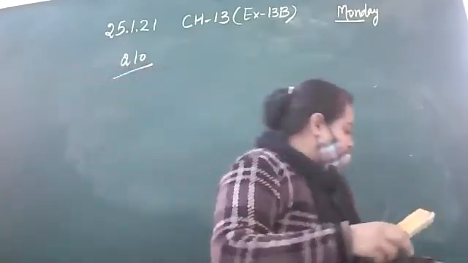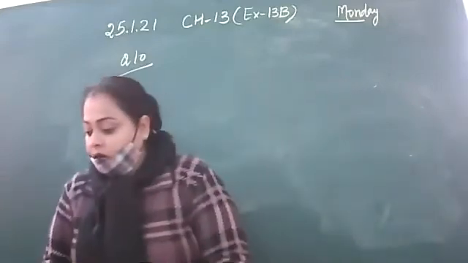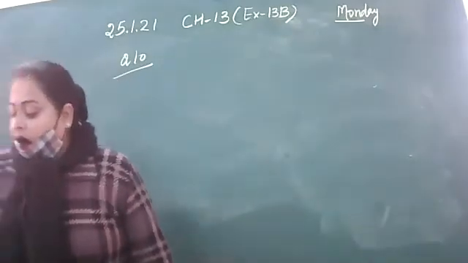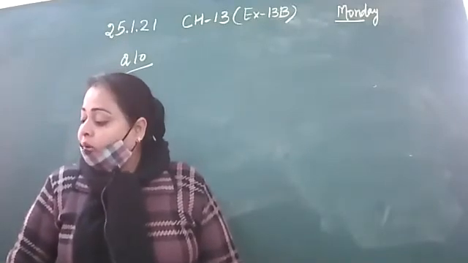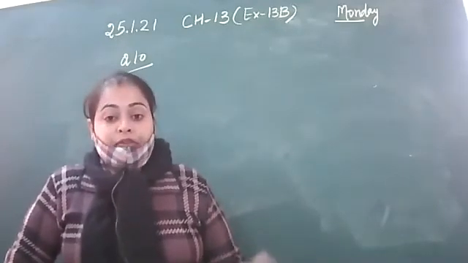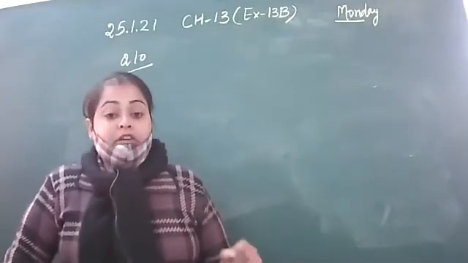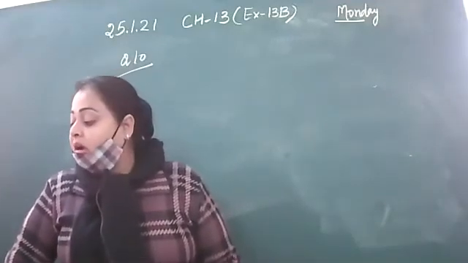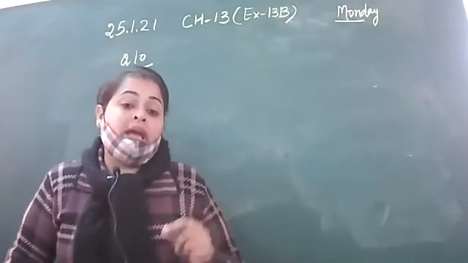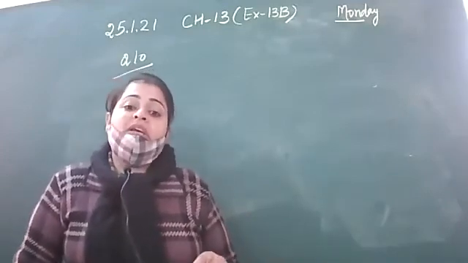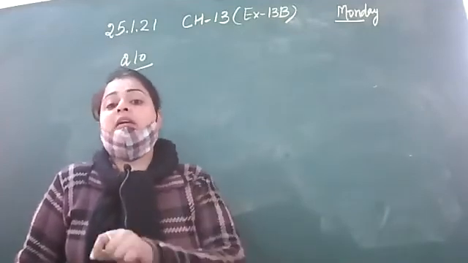Tenth question. Now, a quadrilateral has three angles equal to 75 degree, 75 degree and 110 degree. Find its unknown angle. Unknown angle means find its fourth angle.